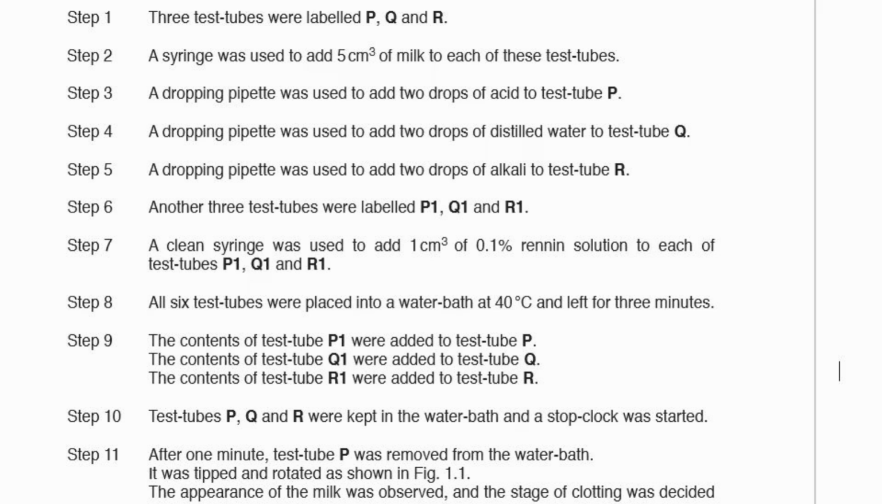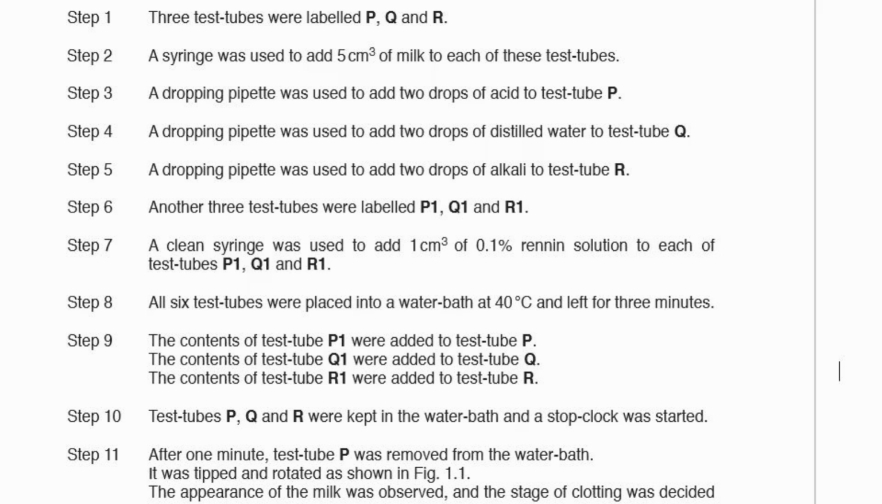Another 3 test tubes were labeled P1, Q1, and R1. A clean syringe was used to add 1 centimeter cubed of 0.1% renin solution to each of test tubes P1, Q1, and R1. Step 8. All 6 test tubes were placed into a water bath at 40 degrees Celsius and left for 3 minutes.